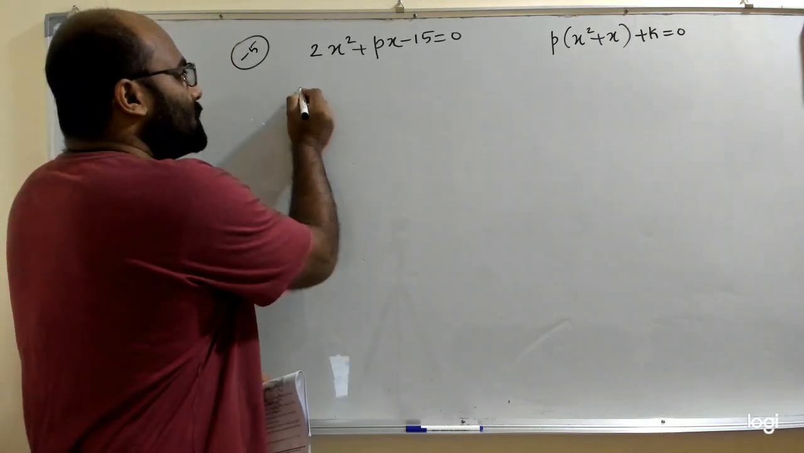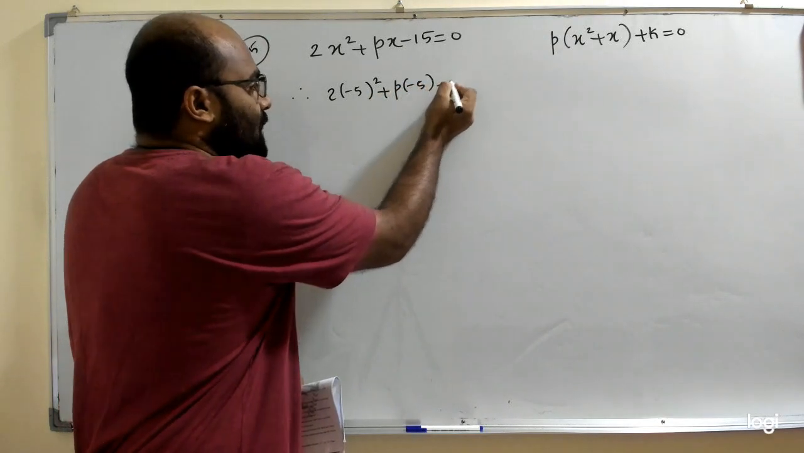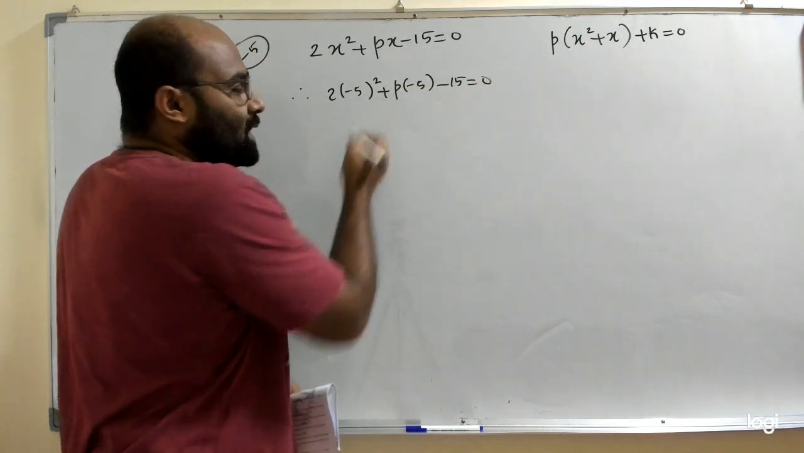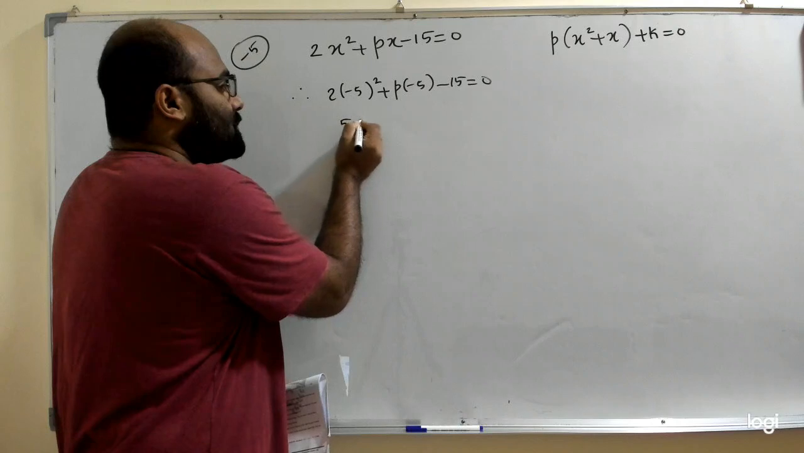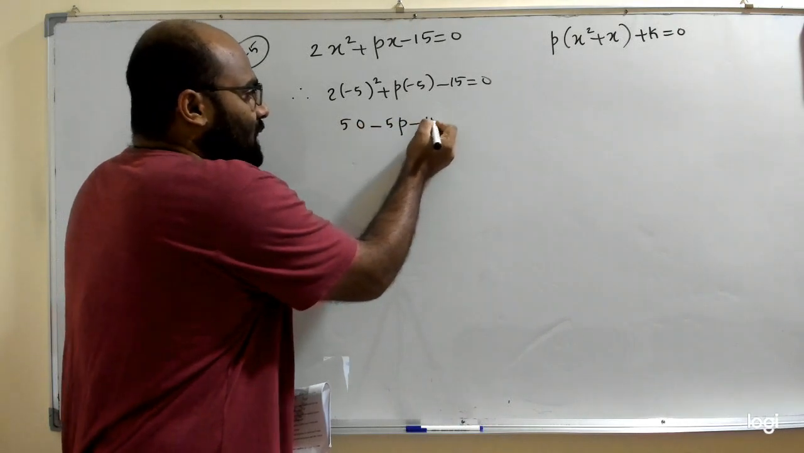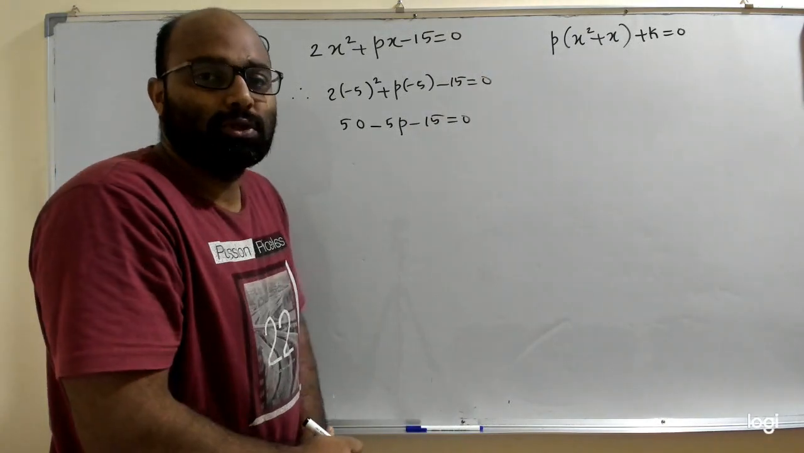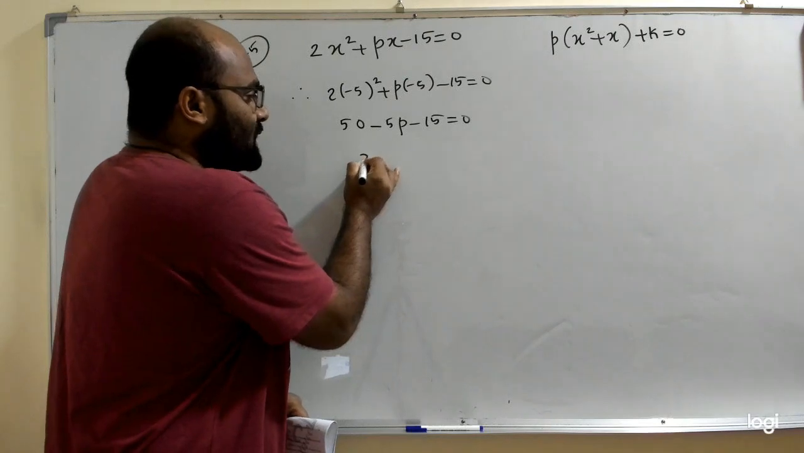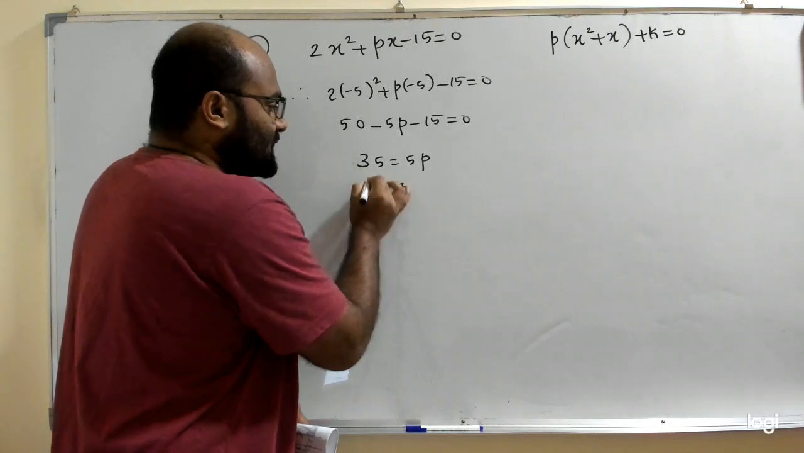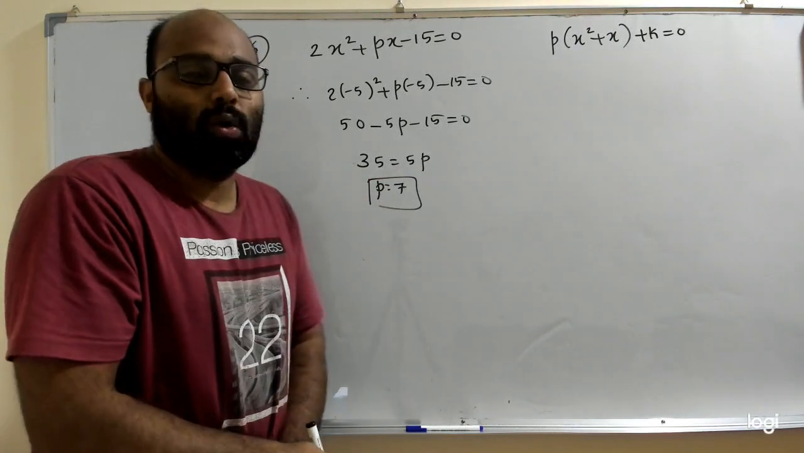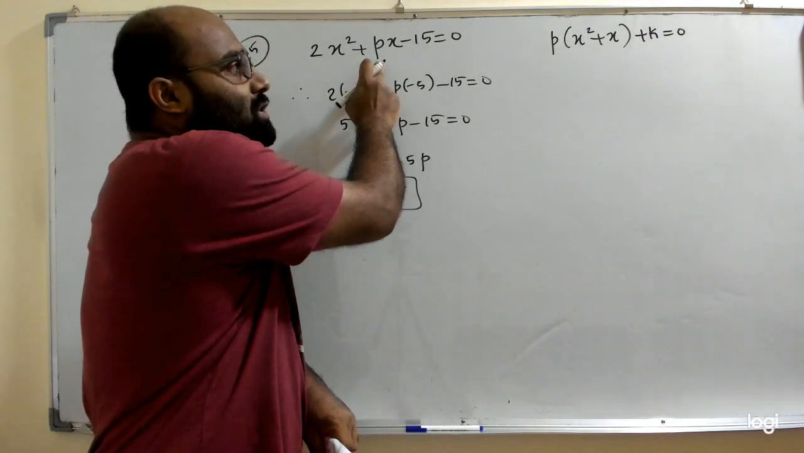Therefore, 2 into minus 5 square plus p into minus 5 minus 15 equal to 0. Minus 5 square is 25, 2 into 25 is 50. So 50 minus 5p minus 15 equal to 0. Now minus 5p I am going to transpose to the other side. So you will get 35 equal to 5p, and p equal to 7. Don't forget, minus 5 is the root of this equation, not the other equation.